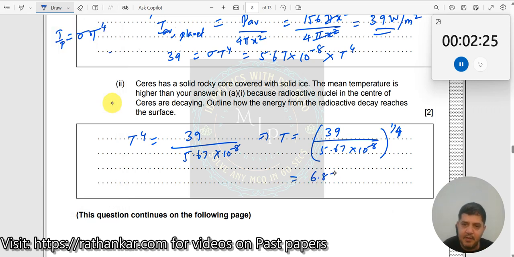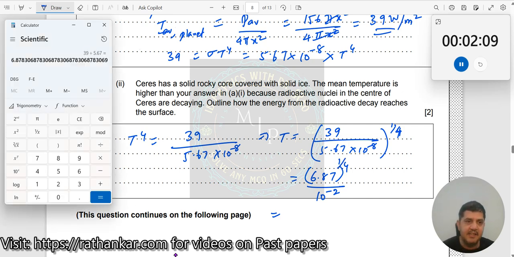I'll write this as (6.87 to the power of 4 divided by 10 power minus 8) whole to the power of 1/4, which should be 10 power minus 2. Now here I will find out what 1 by 4 is. So I have to take the 1/4 power of the root. First, for this value I will take the square root.